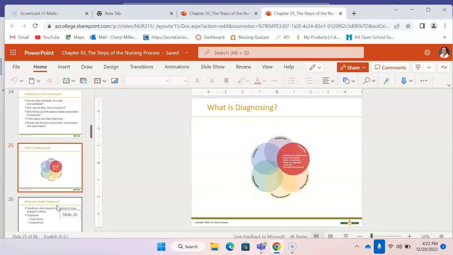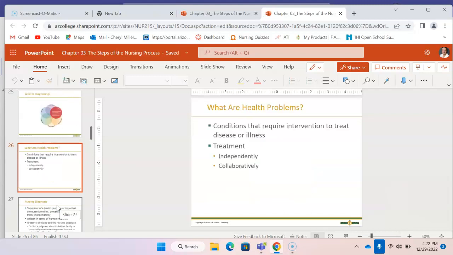Okay, diagnosing. So, when we talk about diagnosing, they are health problems. They are not diagnoses. So, what could I say? I cannot say pneumonia. I can say ineffective airway clearance. I can say ineffective airway circulation. I can say lots of things, but I cannot use a medical term.